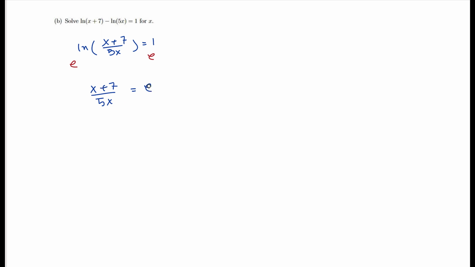e is a number, right? It's not a variable. So multiply by the denominator: x plus 7 is equal to 5ex. I didn't write e5x because numbers that are not parameters, not symbolic, come first in mathematics. Now I'm one step closer.